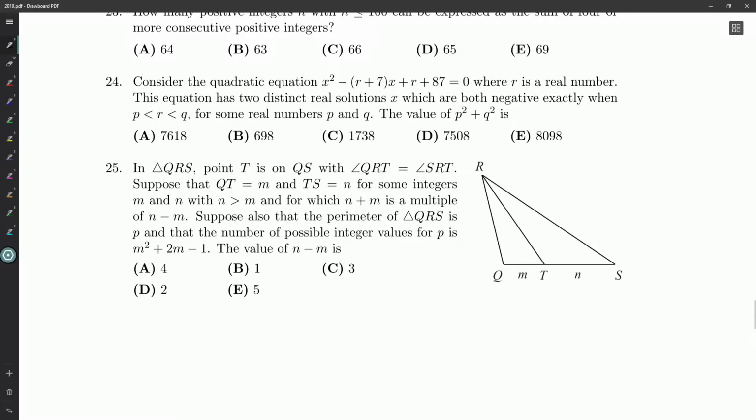Root Beer here, and I'm going to be looking at the 2019 Fermat paper. In fact, I'm going to be finishing up the 2019 Fermat paper with our last question, question number 25. So let's dive in and have a peek at what we've got here.